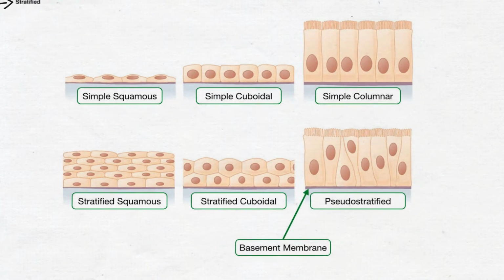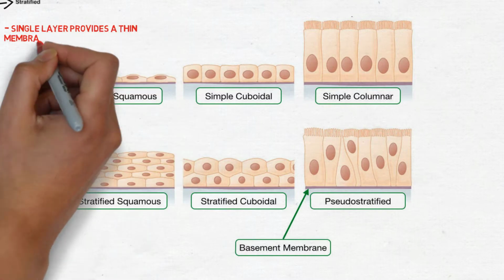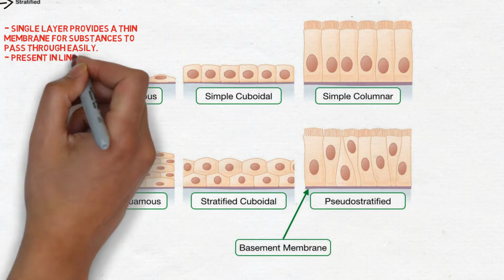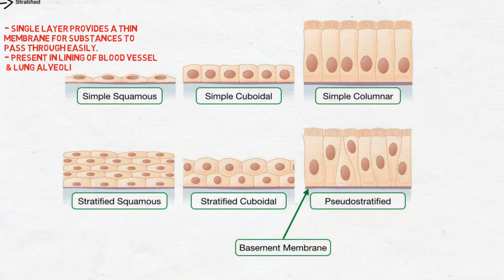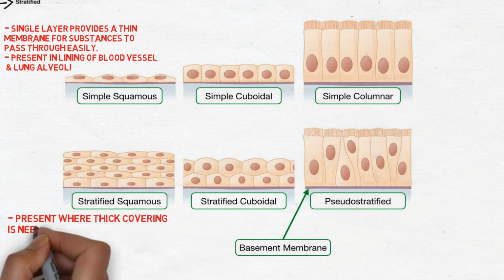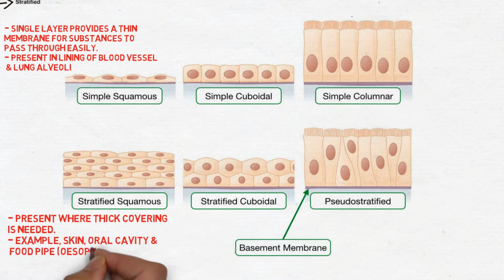Simple squamous epithelium is present at locations where movement of substances can be done easily. Can you guess why? Well, that's because the membrane should be very thin so that substances can pass through easily. For example, lining of blood vessels or lung alveoli. Stratified squamous epithelium is present where thick covering is needed. For example, skin, oral cavity or food pipe.